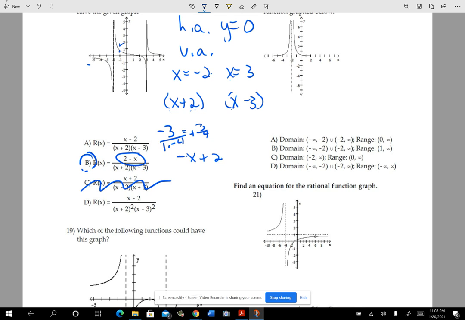But if I plugged a -1 into this one, I would get a 3 on top. But see how I'd get a 1 and a -4 on the bottom? +1 times -4. See how that would turn out to be -3/4? So actually that one's out.